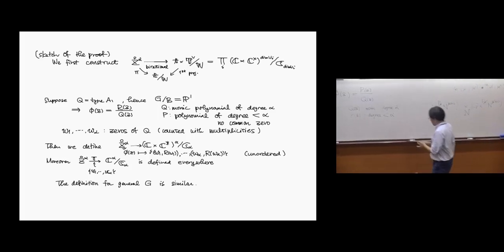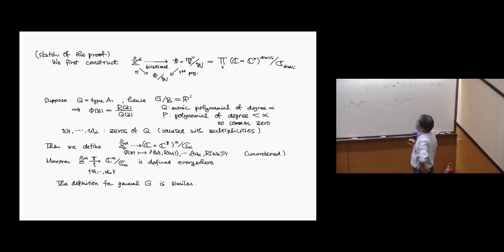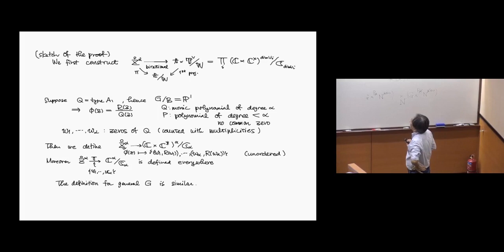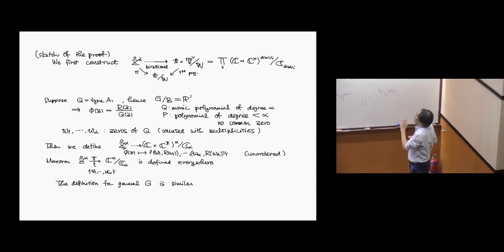Then I consider the zeros of Q, the denominator. So we have alpha roots, alpha zeros, counted with multiplicity. I denote them by w1 to w_alpha. Then we substitute w_i into the numerator. And this should be a well-defined map from P1 to P1. That means there should be no common zero.